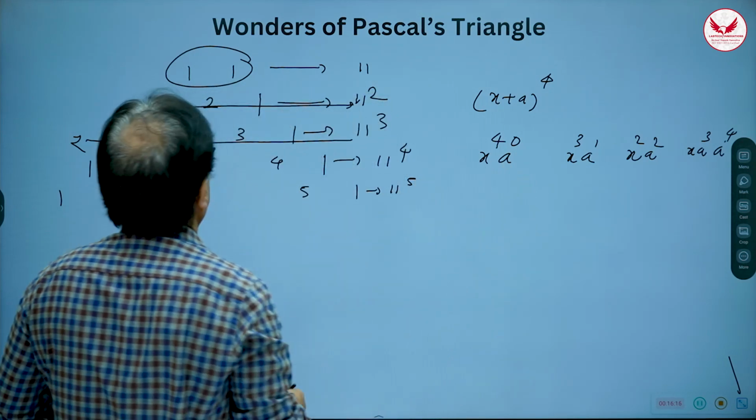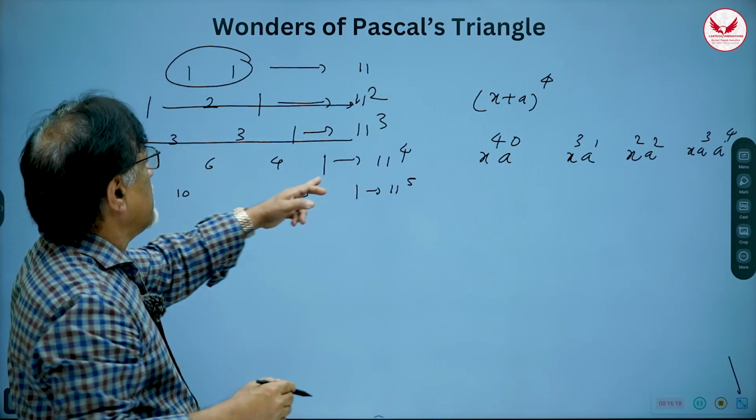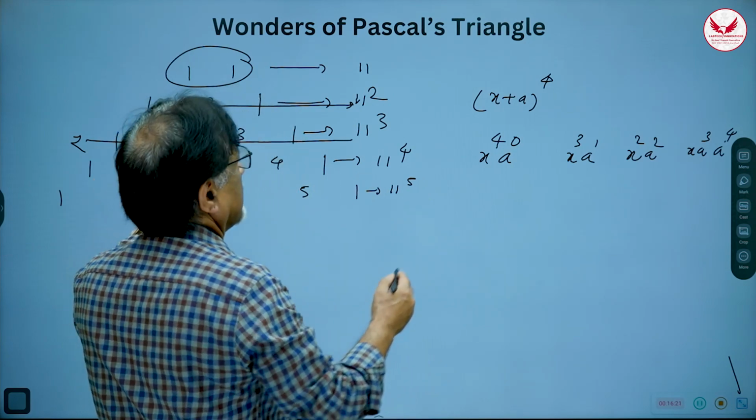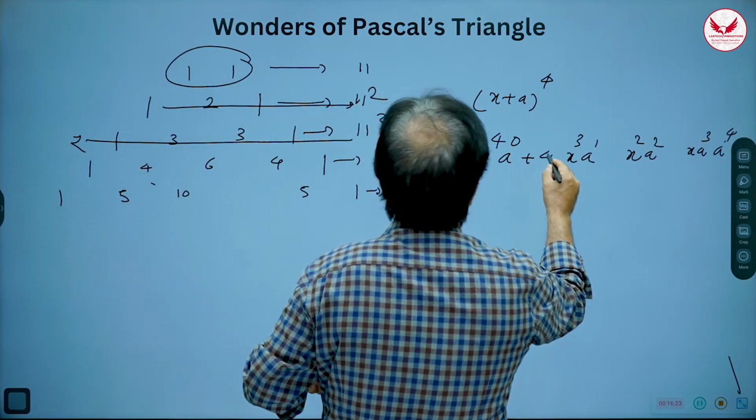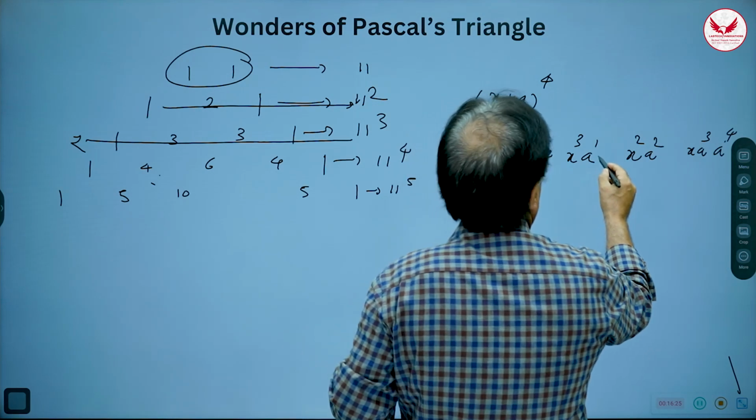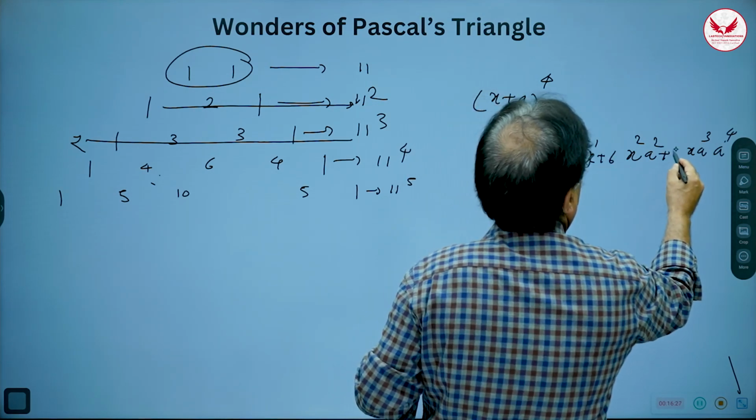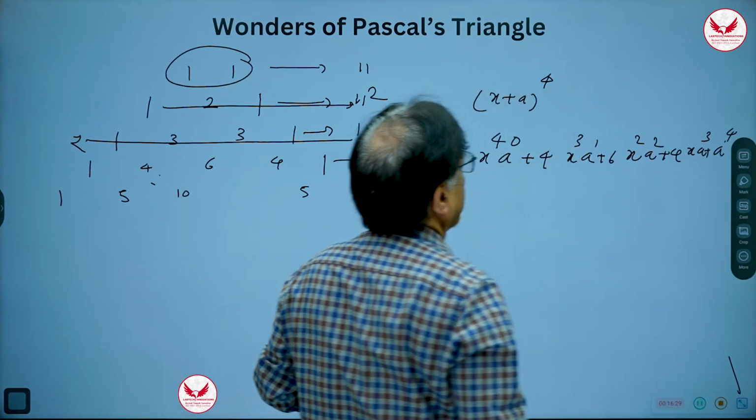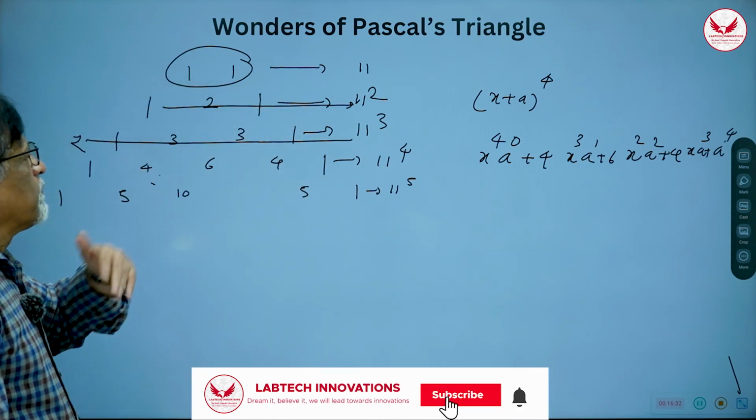The coefficients I can find out from here. These are the coefficients. First term has a coefficient 1. Second term has a coefficient what? 4. Here it is 4. Now here it is 6. Here it is again 4. And here it is 1 again. Correct? So I found out the fourth power of x plus a.